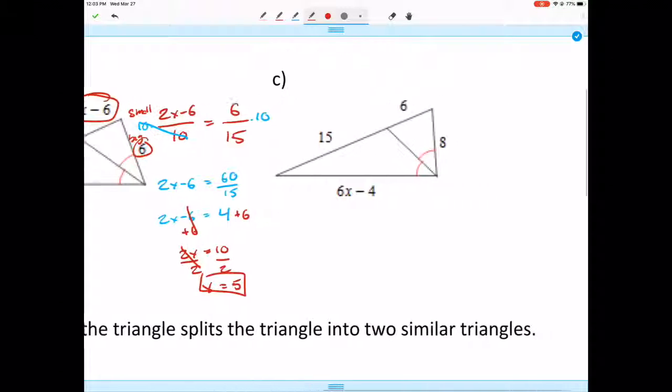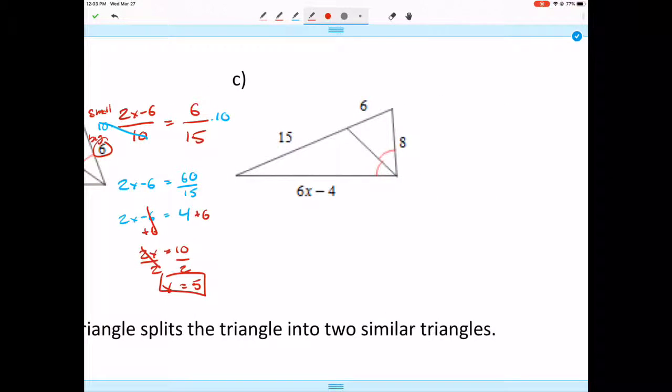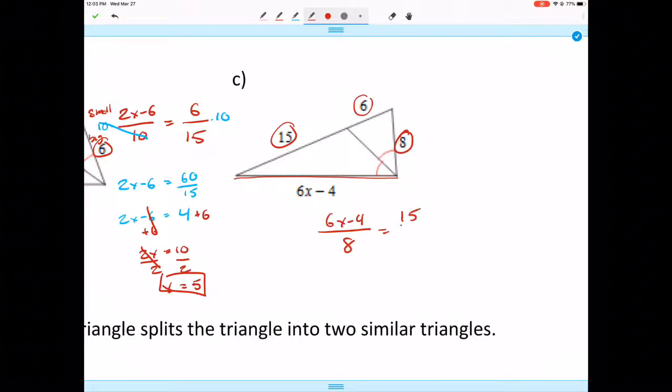All right, so here we have another one. We're going to use our big triangle. So we're going to do 6x minus 4 divided by its corresponding side, which should be 8, equals 15 divided by 6. So here we have the big triangle on the top and small on the bottom. All right, and then you just need to solve for x.